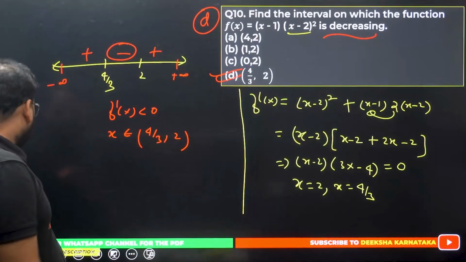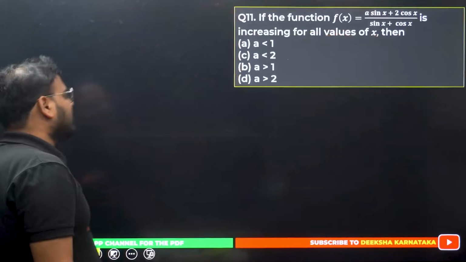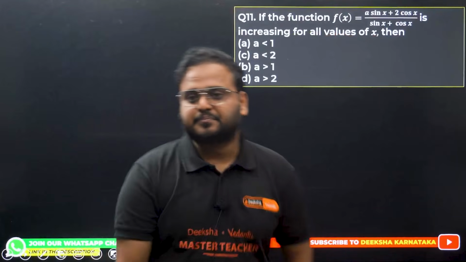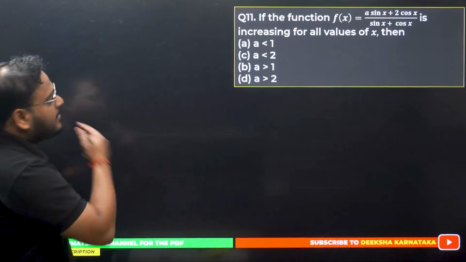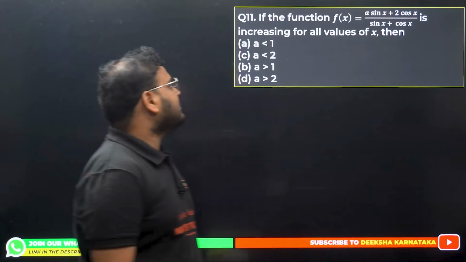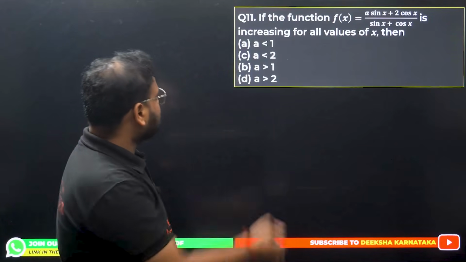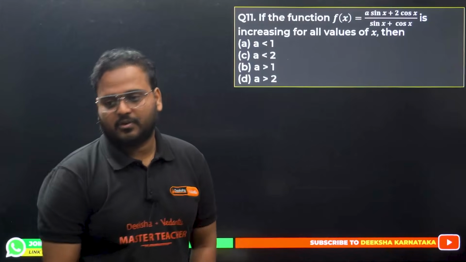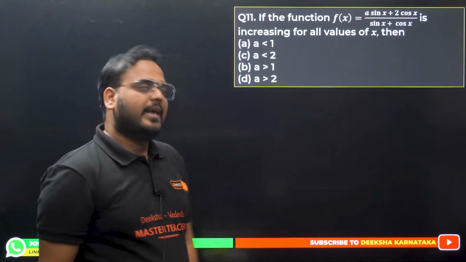Question number 11 now, the last question of the day. Let's complete this and complete our session. Okay. If the function f of x equals a sin x plus 2 cos x upon sin x plus cos x is increasing for all the values of x, then which condition for a is true?